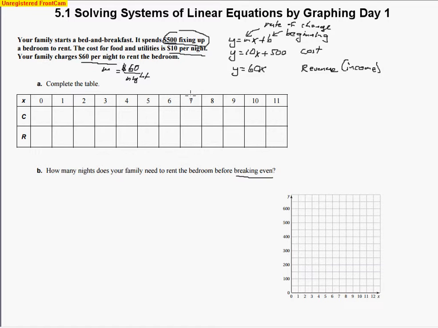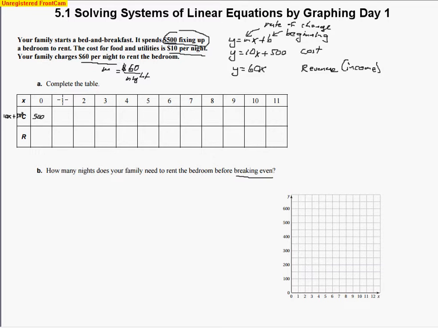So our first step was to figure out the two equations so that we could go ahead and fill in our cost equation and our revenue equation. So now what we're going to do is substitute some numbers in for x for the cost equation. Remember, the cost equation was 10x plus 500. So we're plugging in 0 for x, multiplying it by 10, and adding 500. So you see how you just get the 500.